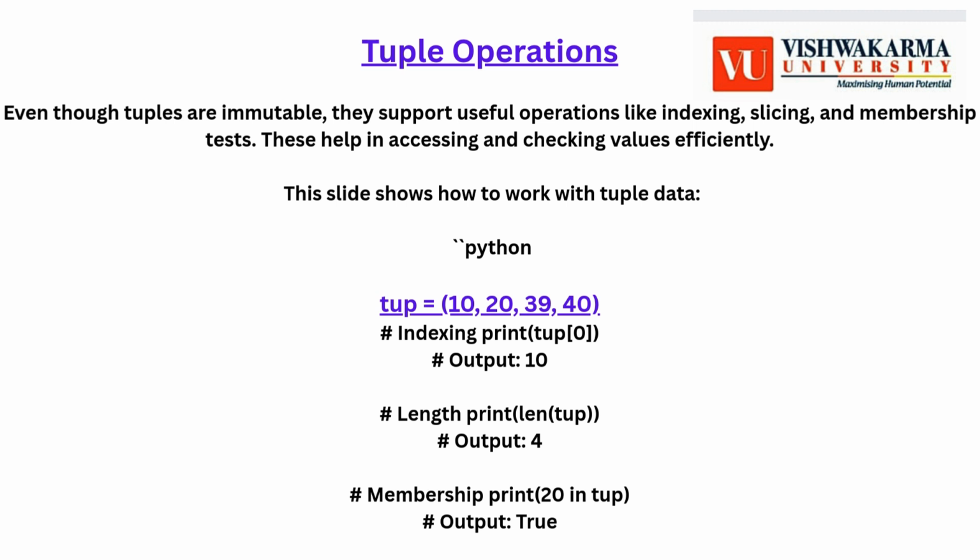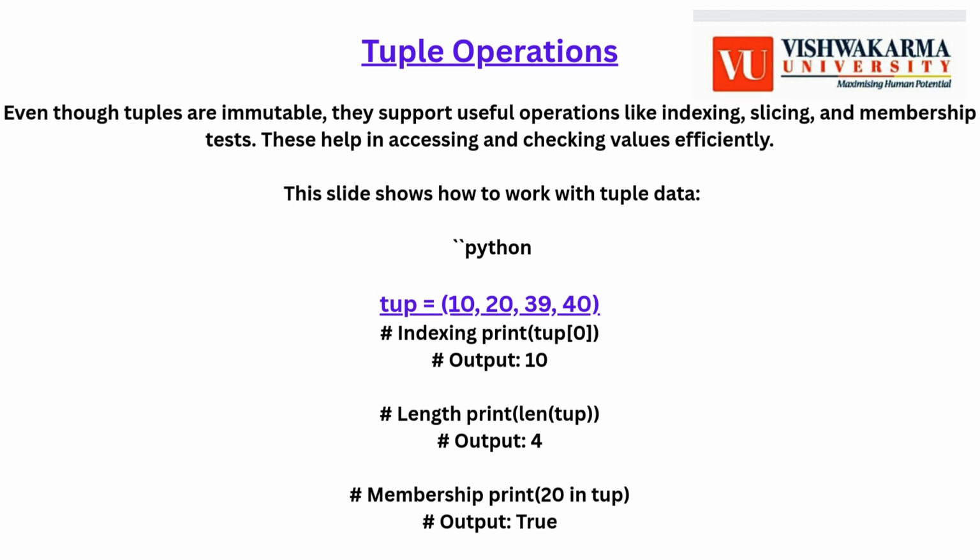In length we will take only a few examples. What is length? It gives the length of the tuple. The length of the tuple is 4, because the values present are 10 the first value, 20 the second, 30 the third, and 40 the fourth. So the length of the tuple is 4.